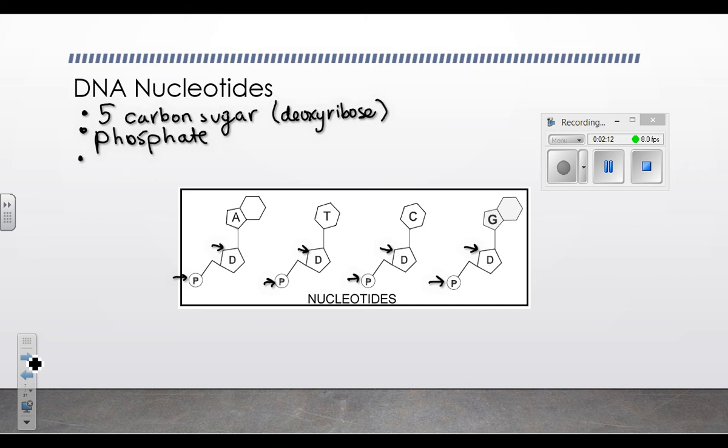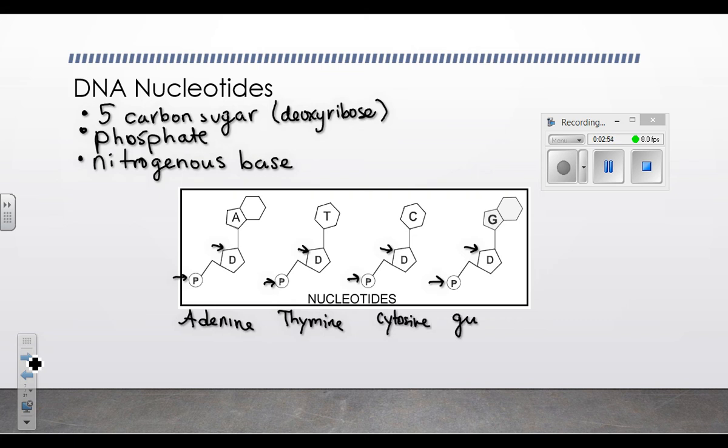The other part, and this is the part that distinguishes each nucleotide from each other, is the nitrogenous base. So you'll notice on the top part of each of the nucleotides, there's a structure. Sometimes it has 2 pieces, sometimes it has 1, and I'll talk about that as well. But there's a structure that has an A, a T, a C, or a G. So the A stands for adenine, the T for thymine, the C for cytosine, and the G for guanine. A, T, C, G.